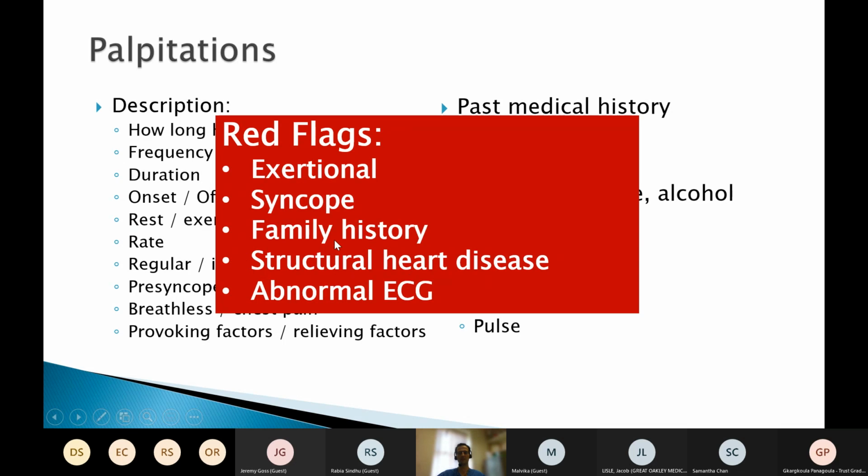Structural heart disease, so it could be atrial fibrillation in somebody with structural heart disease, but we do worry about ventricular tachycardia, so that would be a big red flag. And also we obviously want to do their ECG and look for any abnormalities.